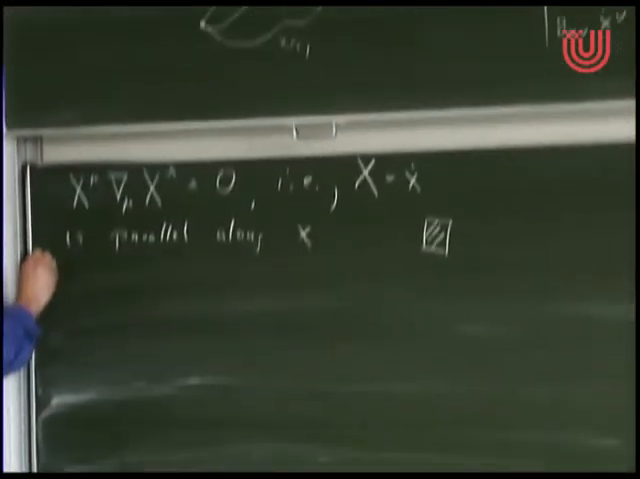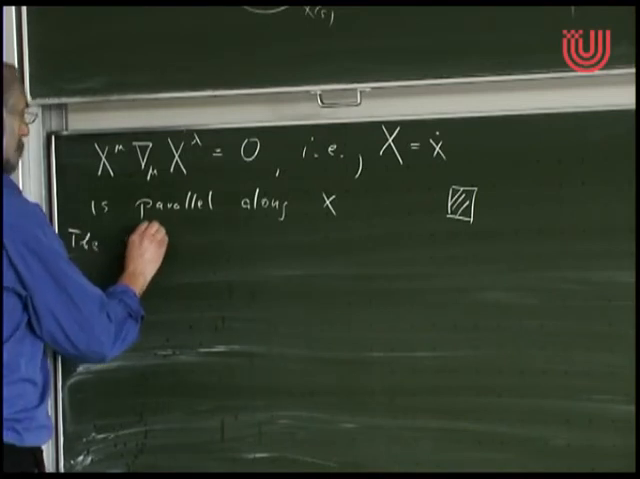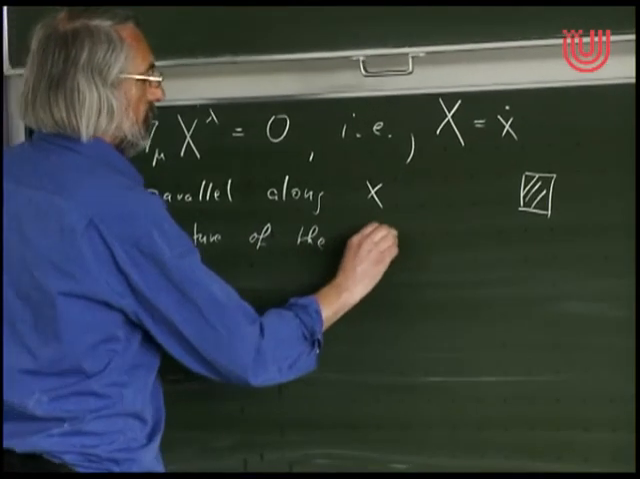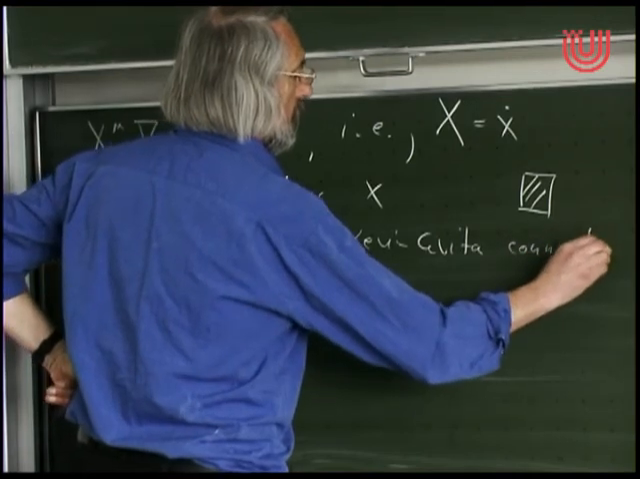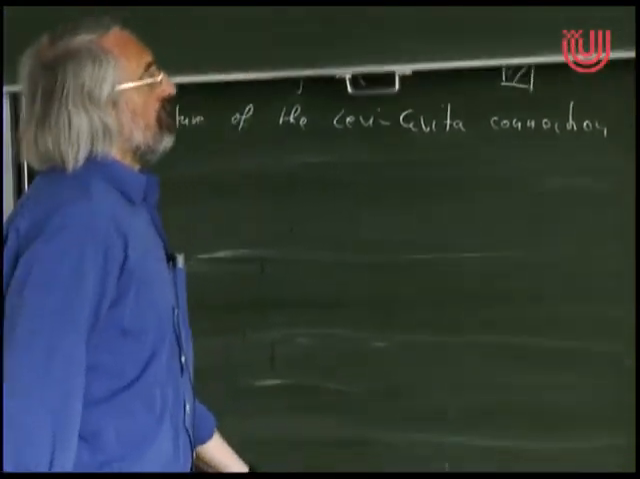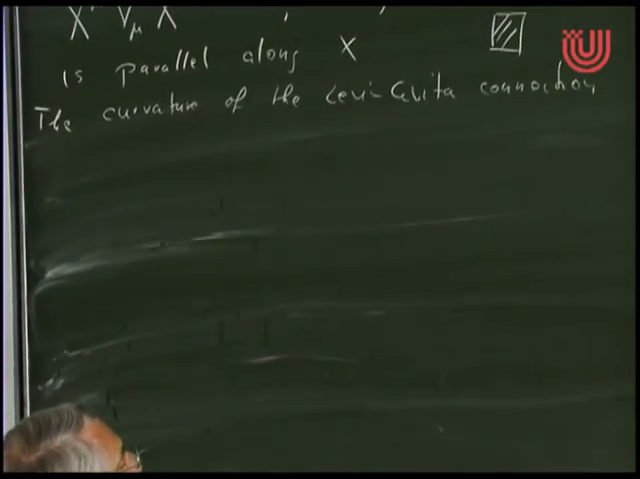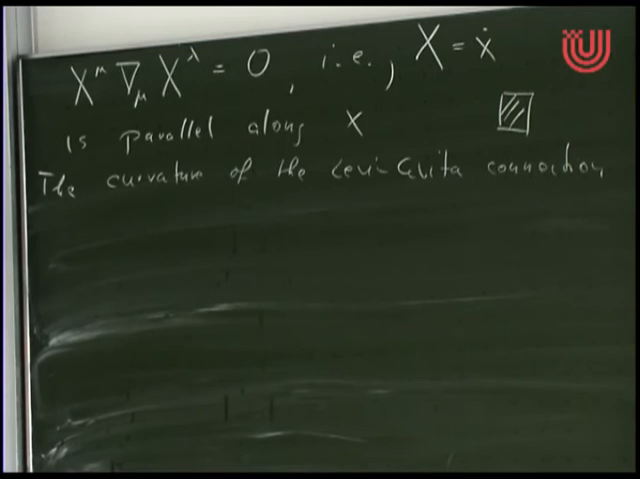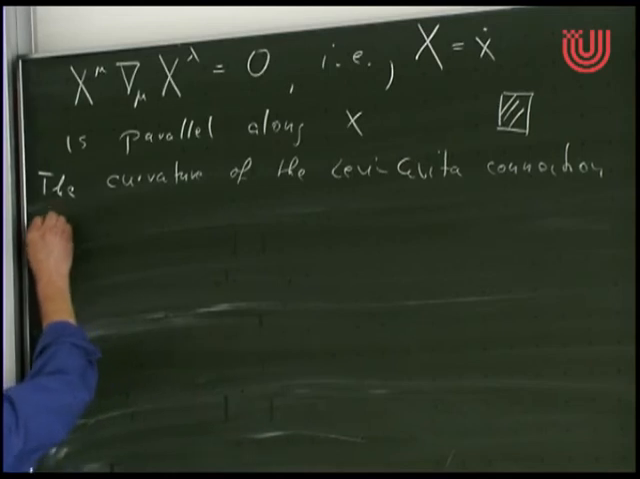And now, at the end of this section, I will tell you a few more formulas for the curvature of the Levi-Civita connection. So the curvature of the Levi-Civita connection satisfies some more identities in addition to the identities any curvature tensor satisfies. Remember, we had a couple of identities, for instance, these famous Bianchi identities and two other ones.